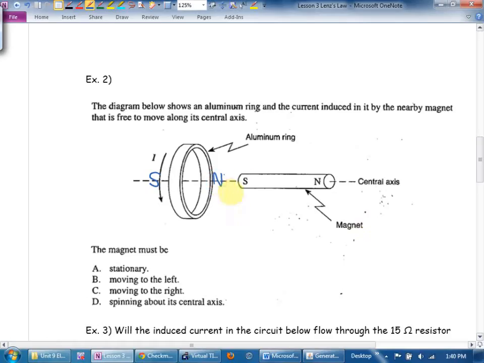I think a south pole moving away from it would, nature would put a north pole there to say, come back, stay! It would resist. So the magnet, this magnet here, must be what? Stationary, moving to the left, moving to the right, or spinning. It's got to be moving to the right. If I knew the current was going upwards, this magnet would be moving to the left.